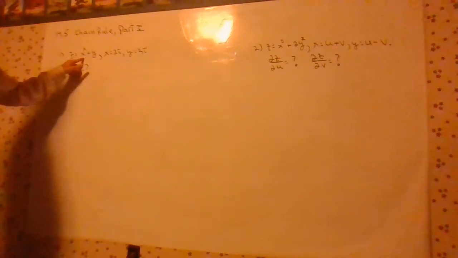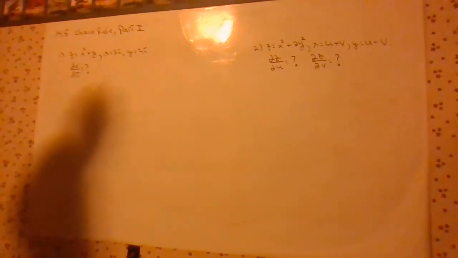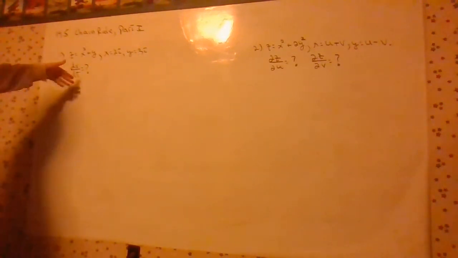2.5 Chain Rule Part 1. We have a couple of problems we're going to consider in this video. First of all, z equals x squared plus y, x equals 2t, y equals 3t. And we want to find dz/dt.